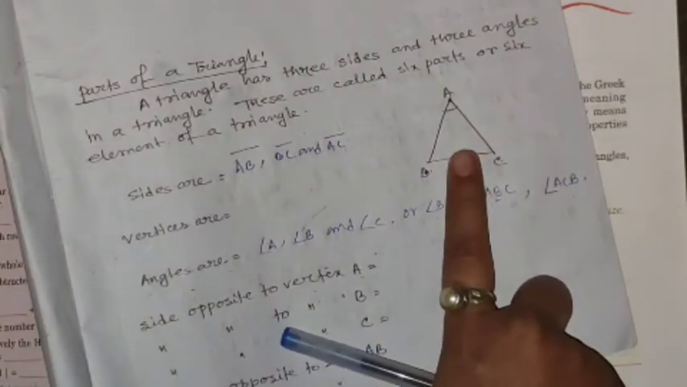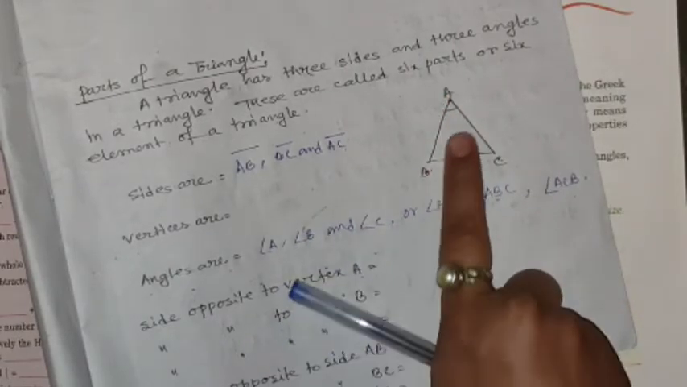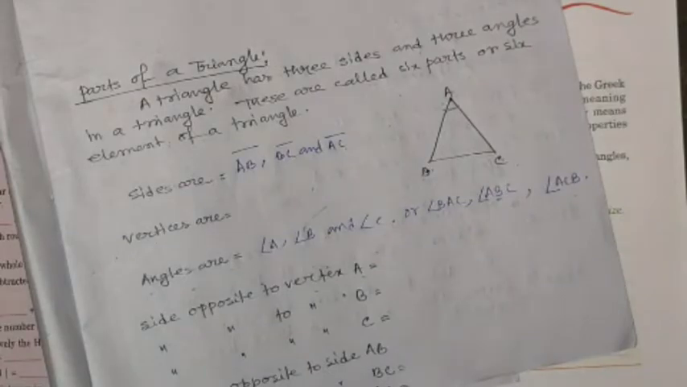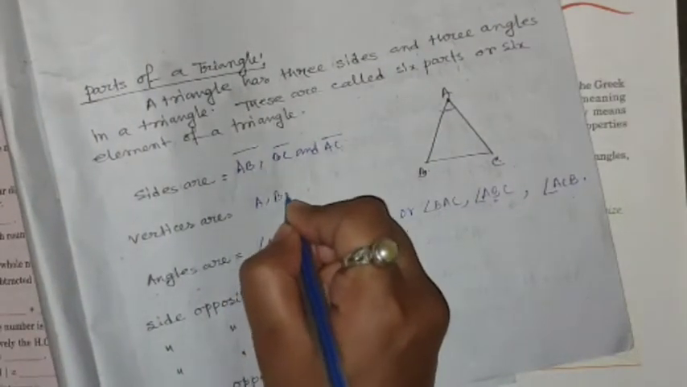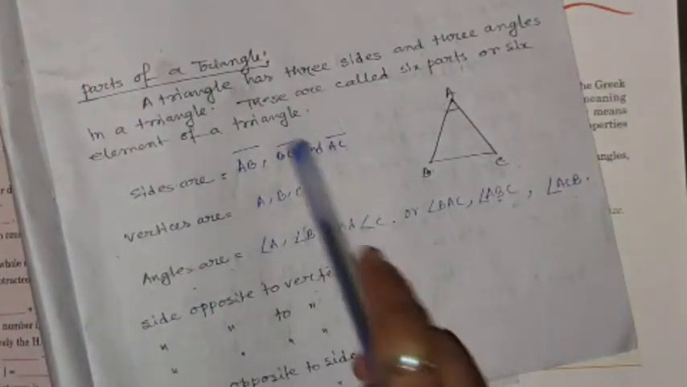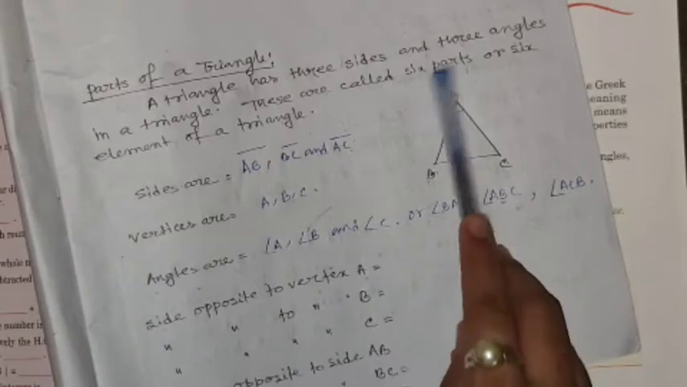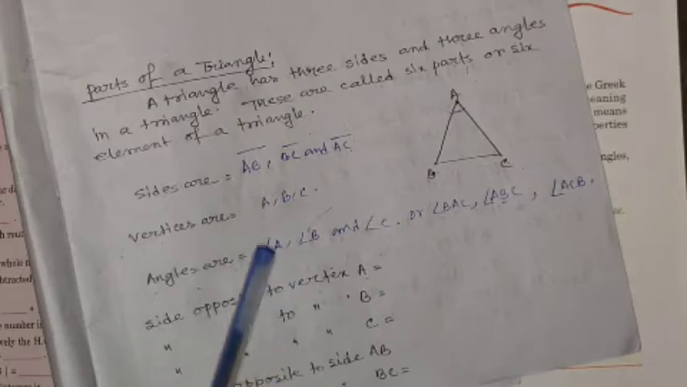And a triangle has also 3 vertices. So what are the vertices in this triangle? The A, B, C, these are the vertices. A, B, C. So 3 angles and 3 sides, these are called the 6 parts or 6 elements of a triangle.